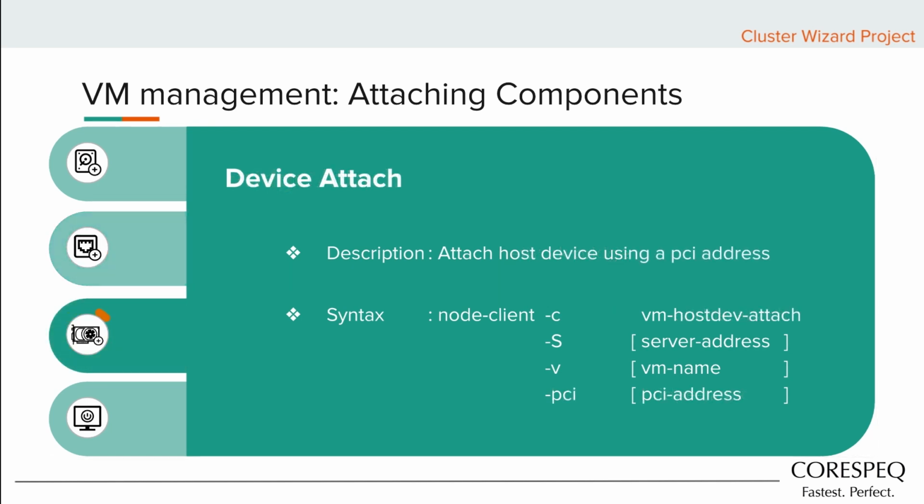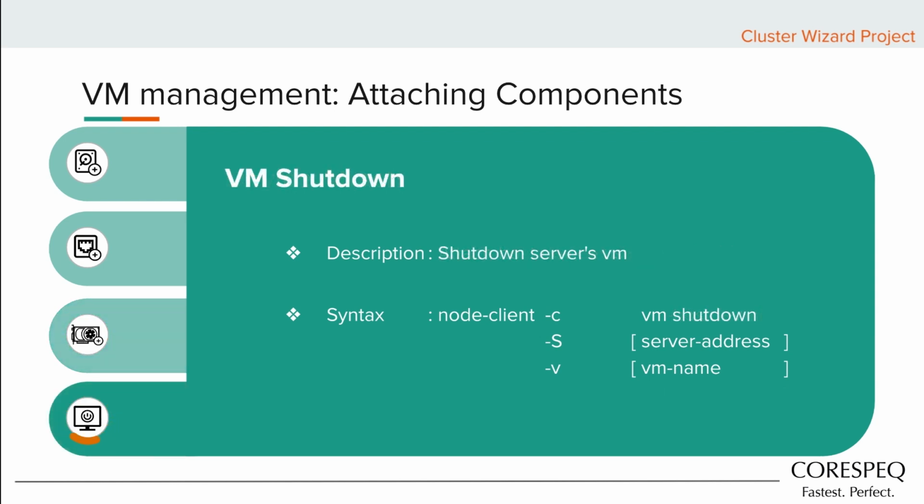The VM host dev attach command is used to attach a host device using a given PCI address. This command needs the server address, VM name, and PCI address as the inputs. Lastly, the VM shutdown command shuts down the server's VM. This command needs the server address and the VM name as the inputs.